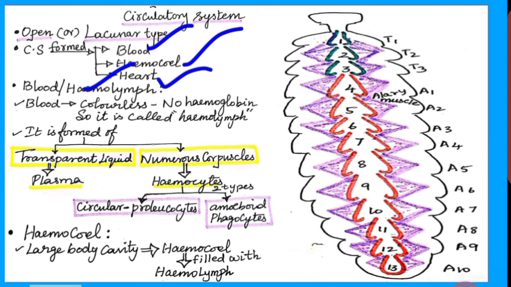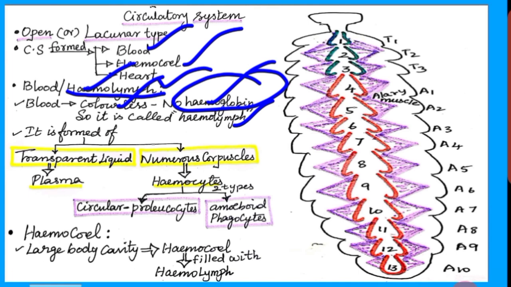Blood is otherwise named hemolymph. Why? Because the blood is colorless, with no hemoglobin, so it is called hemolymph. Cockroach blood doesn't have the respiratory pigment hemoglobin, so it is considered to be hemolymph.